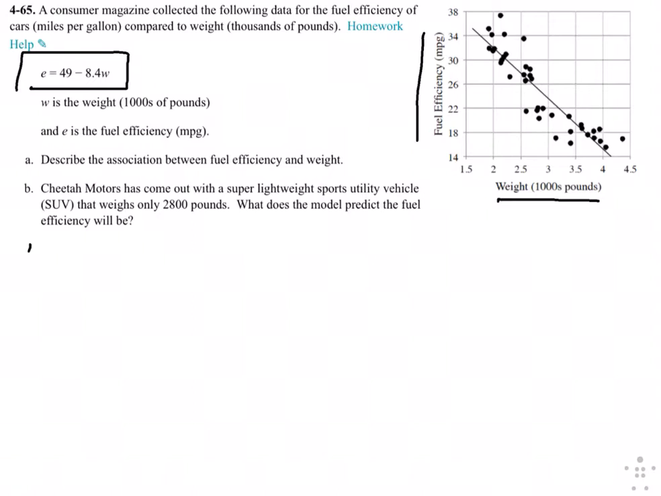So A says describe the association between fuel efficiency and weight, and first it's linear, and it's a negative correlation because it's going downhill. So I would say a negative correlation is fine for our level. You could include it's linear, right?